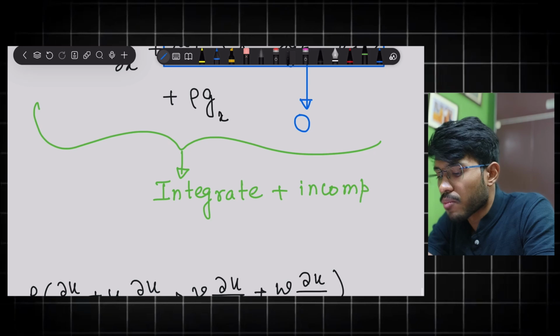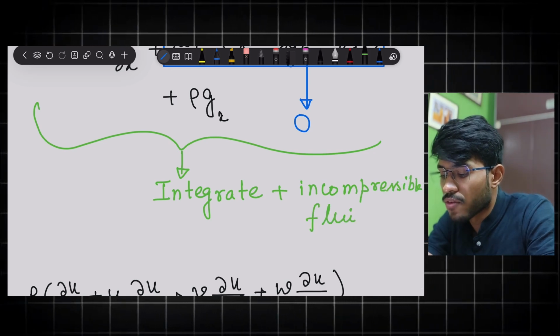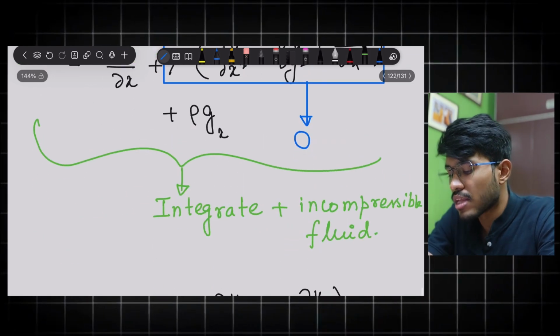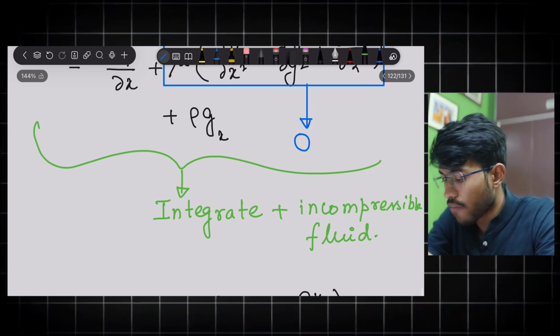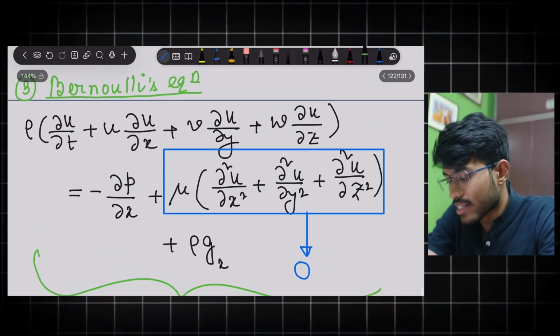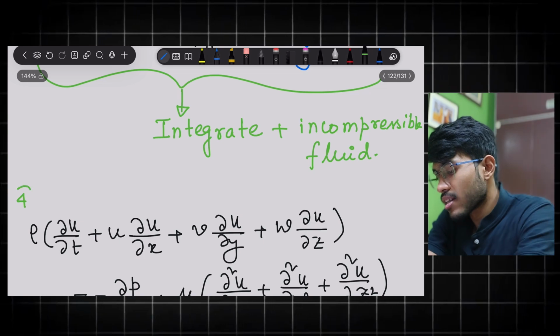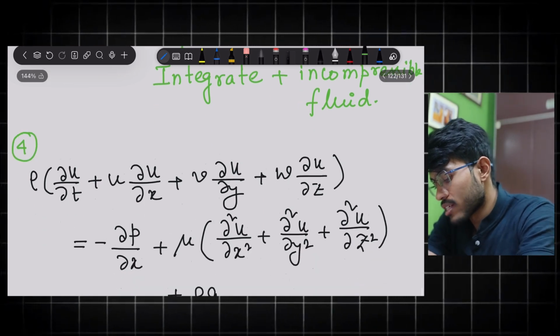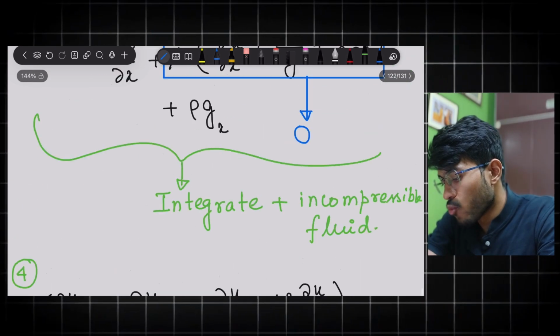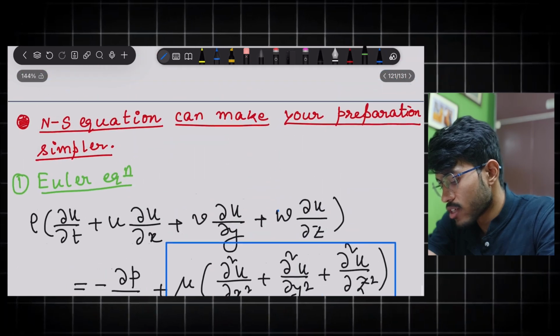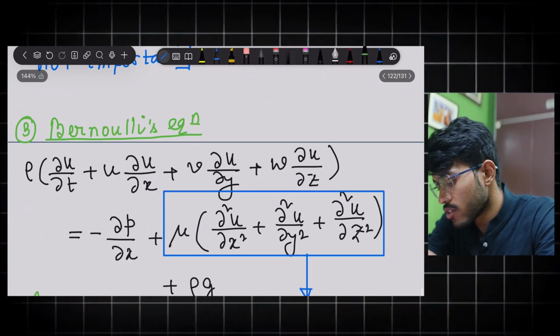Plus incompressible fluid flow, for flow also this will be valid. Okay. After that, if you integrate, then you will get the Bernoulli's equation. So these are the concepts that are very important. Fourth, okay, so we have studied the Stokes equation, the Euler equation, the Bernoulli's equation.